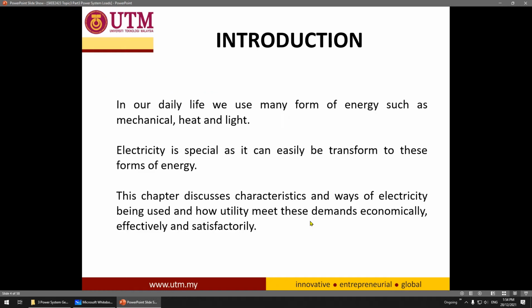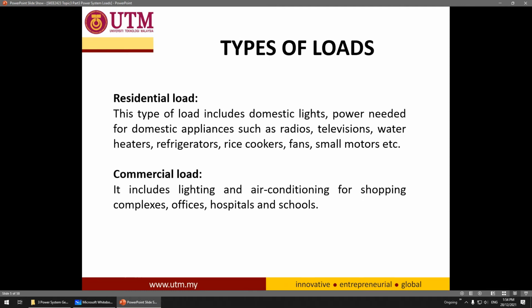Okay, so let's start with the introduction. In our daily life, we use many forms of energy such as mechanical, heat and light. Electricity is special as it can easily transform from this form of energy. So this chapter discusses characteristics and ways of electricity being used and how utilities meet this demand economically, effectively and satisfactorily.